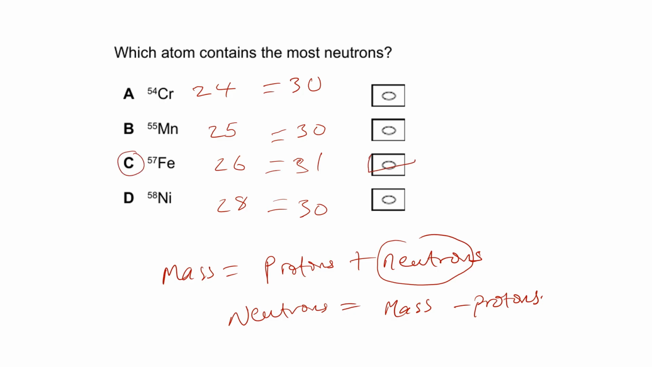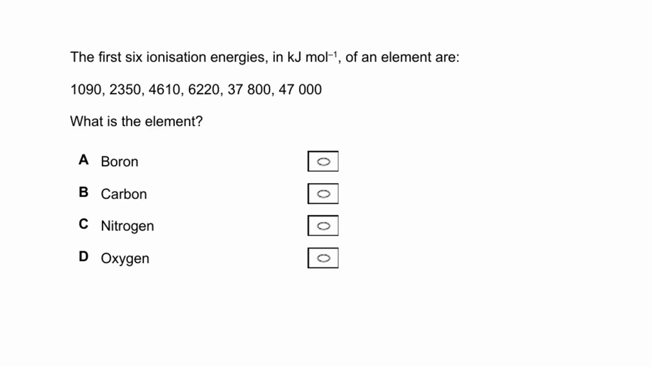Okay, the first 6 ionization energies in kilojoule per mole of an element are given, so we have this data here as the first 6 ionization energies of an element, right? 1, 2, 3, 4, 5, 6. Now you are asked to identify the element. Now I remember in one of my videos when I was explaining ionization energy, I told you that you could be asked to identify an element based on the data of their ionization energy, right?